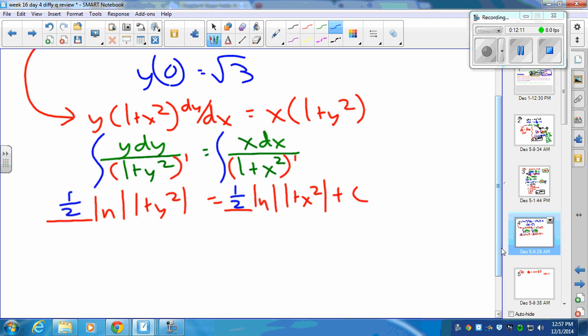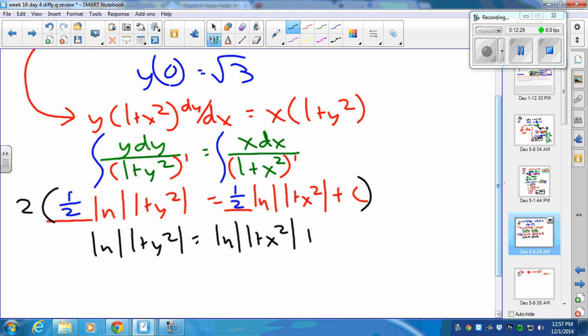Okay. Now, if I was to solve this for y, there is some fuzzy math to be had. I do not want to e it first. Instead, I'm going to multiply by 2 to get rid of the halves. ln of 1 plus y squared equals ln of 1 plus x squared plus c. The reason it's just plus c again is fuzzy math. 2 times c is c.